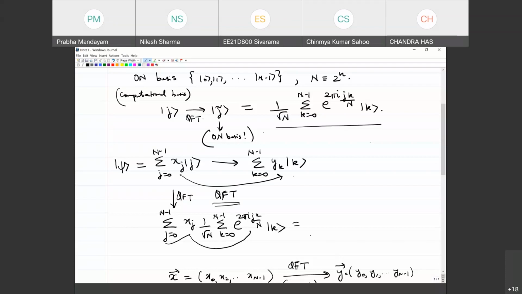So this becomes the sum of yk k, where yk is now 1 over square root n, sum over j, j going from 0 to n minus 1, xj e to the 2 pi i j k by n. Do you understand? So that means in this expression J and K both belong to the same basis, we can say. If there's a different basis, I put a tilde, right? So wait, there's one more step before this.